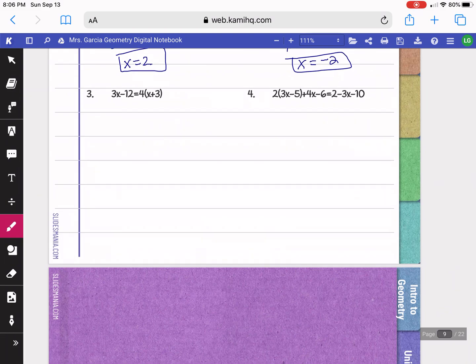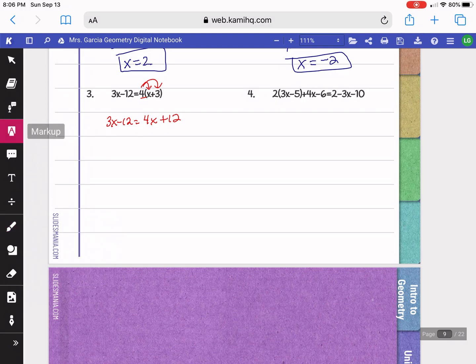On the next example, I'm going to check if I have to simplify either side. So the left side, 3x and 12 can't be combined. But on my right side, I have parentheses, so I can actually distribute. So the left stays the same. On the right side, 4 times x is 4x. And 4 times 3 is positive 12. 4x and 12 cannot be combined, so I'm done simplifying.